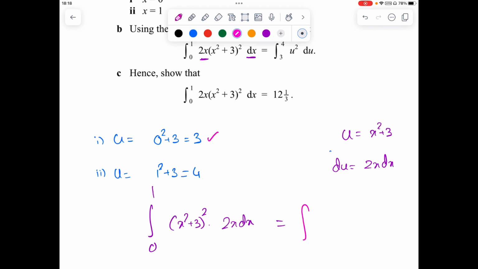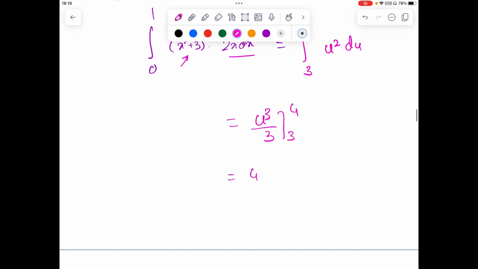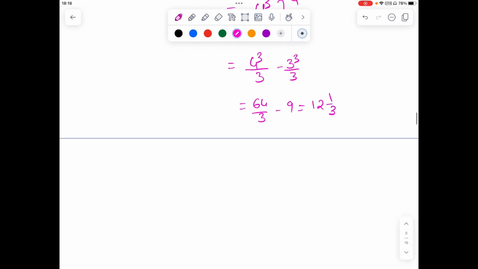Integral of, now the lower limit is 3 and the upper limit is 4, 2x dx will become du, and this becomes u square. I think that only is what it's asking us to prove. Now the integral of u square is u cube by 3, with lower limit 3 and upper limit 4. Plug in: 4 cube upon 3 minus 3 cube upon 3, which is 64 upon 3 minus 9, which is 12 1 upon 3. That is what was asked to prove.